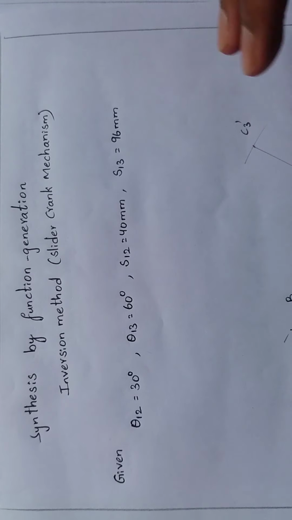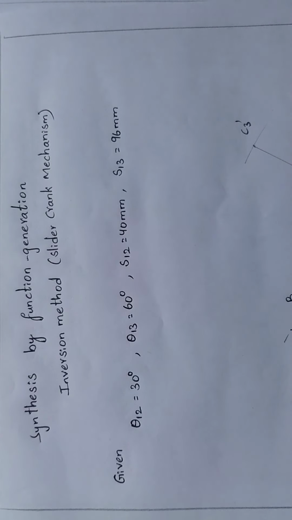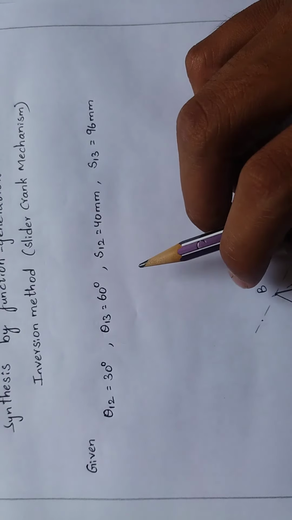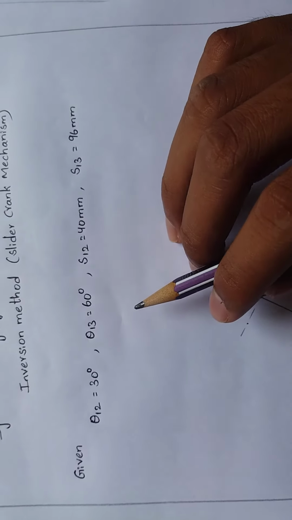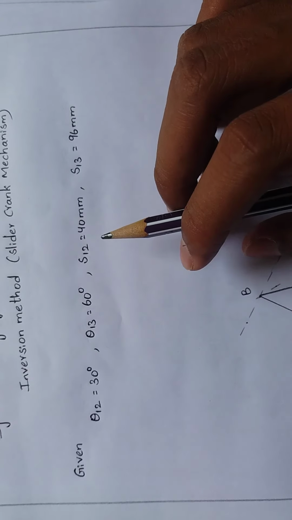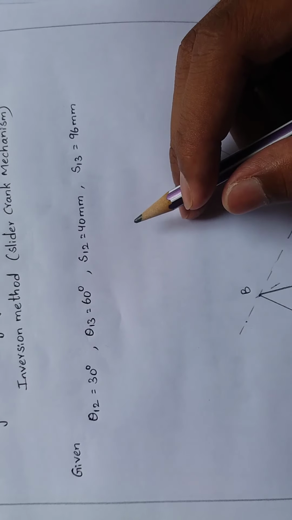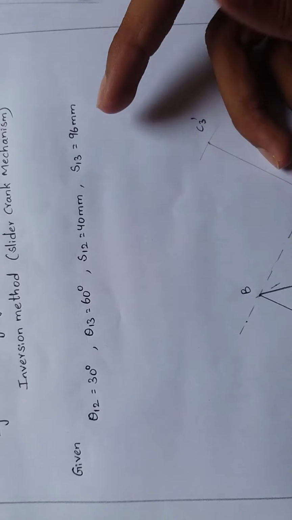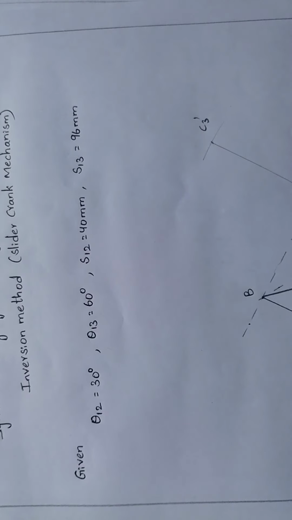Now we will discuss the synthesis by function generation inversion method of slider crank mechanism. Here the given data is the input angles are 30 degrees and 60 degrees, and the distance of the slider is of 40 mm and 96 mm. Now we will see how to construct this first roughly, then we will see the actual construction diagram.